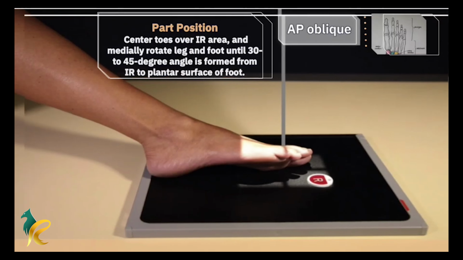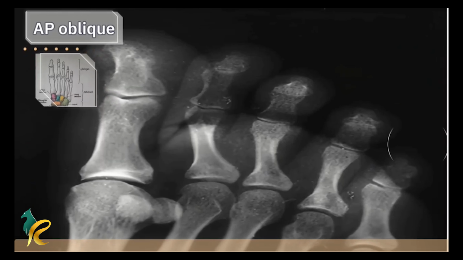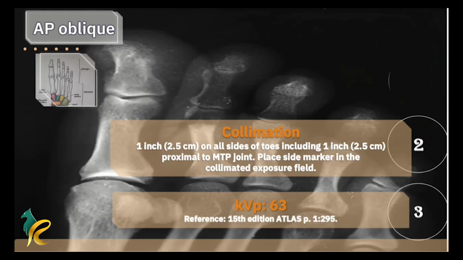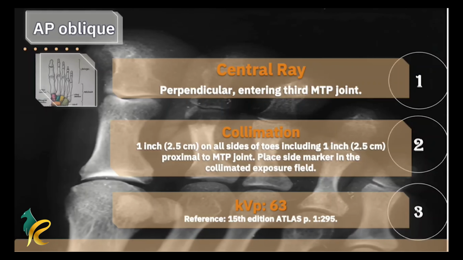Our central ray is perpendicular and entering the third MTP joint. Our collimator is 1 inch or 2.5 centimeters on all sides of the toe, including 1 inch or 2.5 centimeters proximal to the MTP joint, and our kVp is 63.